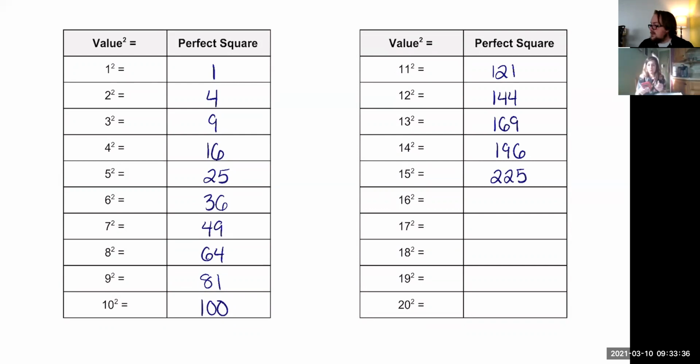What's 16 squared? 256. 17 squared? 289. 18 squared? 324. 19 squared? 361. And I know the last one is 400.